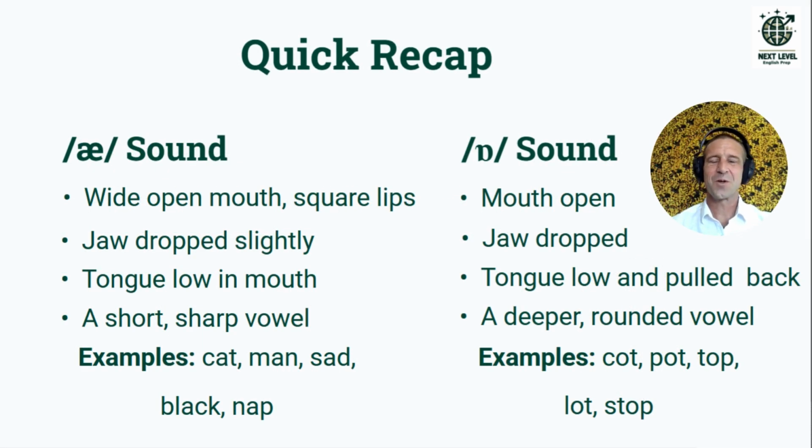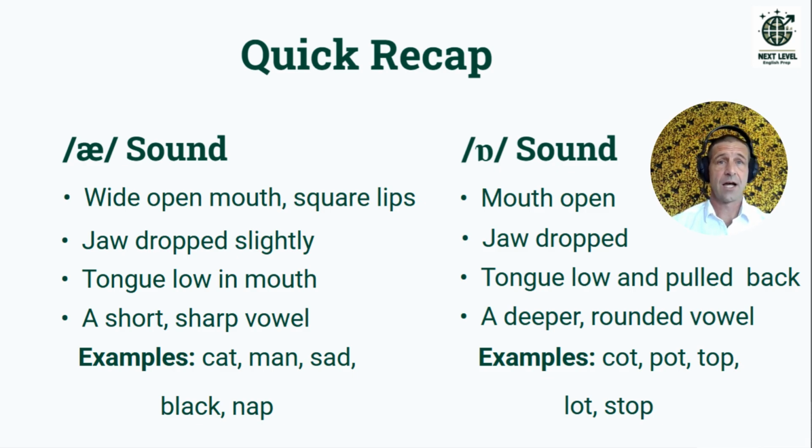Now let's do a quick review of everything we've learned today. So, for that æ sound, your mouth's wide open with square lips. Your jaw drops slightly, and your tongue's low in your mouth, with the front of it raised a little bit. It's a short, sharp vowel, and you'll hear it in words like cat, man, sad, black, and nap.